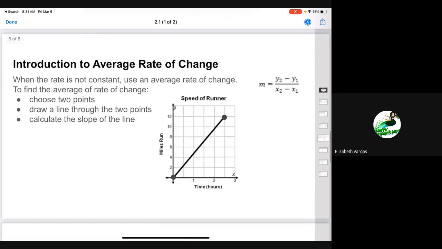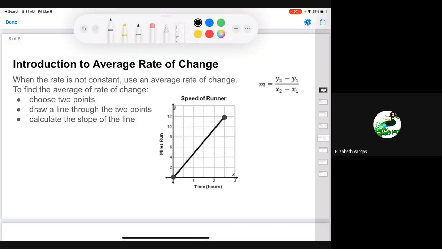We also have what is known as an average rate of change. Basically, when the rate is not constant, we use an average rate of change. So we choose any 2 points on the line, draw a line through those 2 points, and then calculate the slope of the line. So if the slope is not constant, if it changes throughout, we can find an average rate of change to represent the slope of that line.